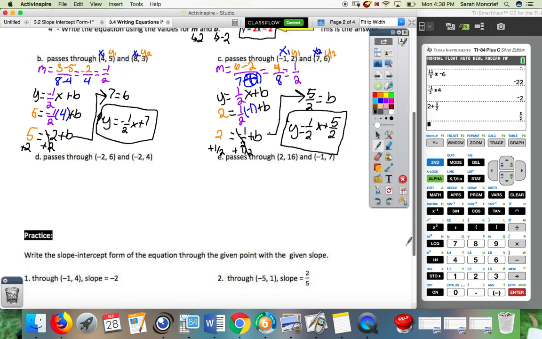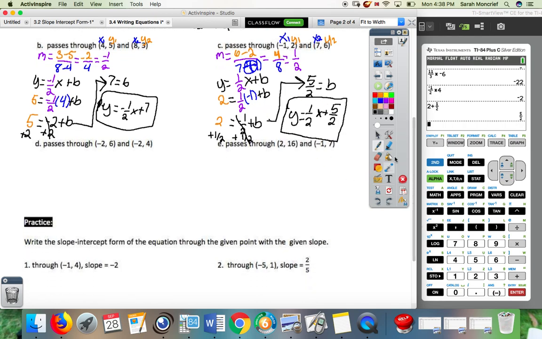So let's start first by what we always do. Let's label everything we know. So we want to create the equation for the line that passes through -2, 6 and -2, 4. All right, let's start with labeling my x's. My x1 is -2. My x2 is -2. Now let's label my y's. My y1 is 6 and my y2 is 4.